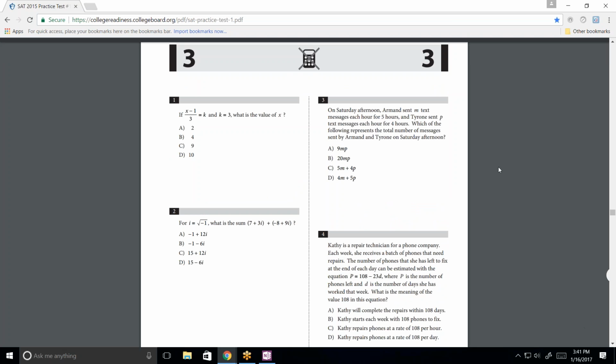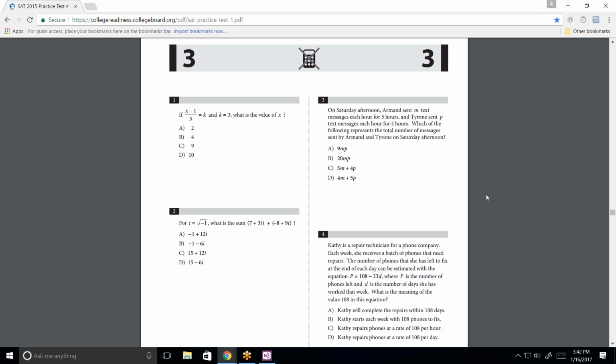How about number 3? 4m plus 5p. Say again? Isn't it 4m plus 5p? No, but you're close. Armand sent 5 texts, so it's not 4p. 5m plus 4p.